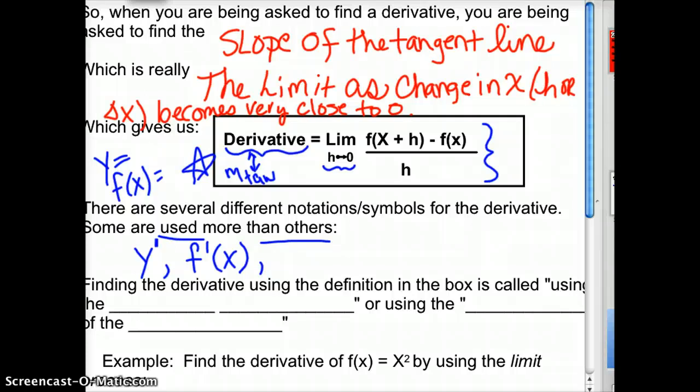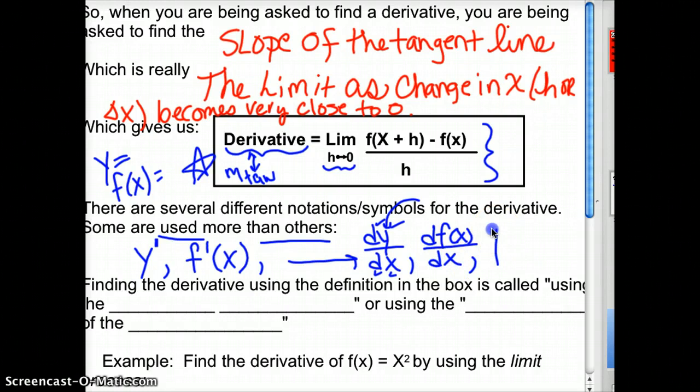The other ones we're going to use, I'm going to move over here so I don't run into the text above. When we see dy dx, this means the derivative of y with respect to x. So dy dx is also telling you to find a derivative. Sometimes instead of a y it will be d f of x over dx, because y equals f of x. That also means find the derivative. And the one we see the least is a big capital D.